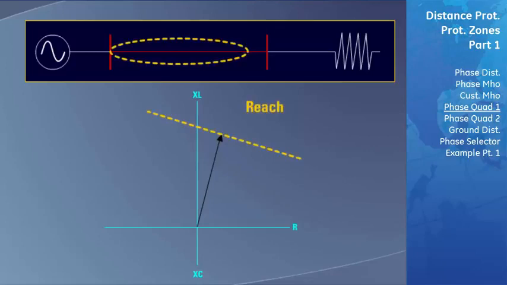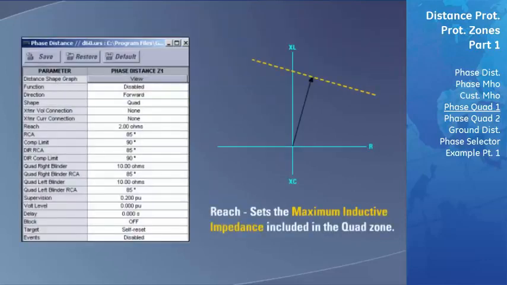For the Mho circle, the reach determines how far down the transmission line this zone of protection will extend. For the quadrilateral shaped zone of protection, the reach impedance setting configures the top of the quadrilateral zone and defines how far in the inductive direction the quadrilateral zone will extend. This is very similar to the creation of a reactance zone that we discussed in the Theory of Distance Protection section. The reach impedance setting is input in the field shown here and is entered in secondary ohms. Again, the reach sets the maximum amount of inductive impedance included in the quad zone.